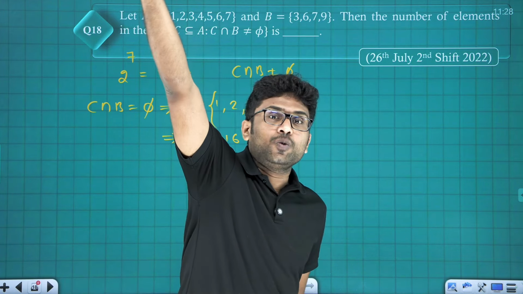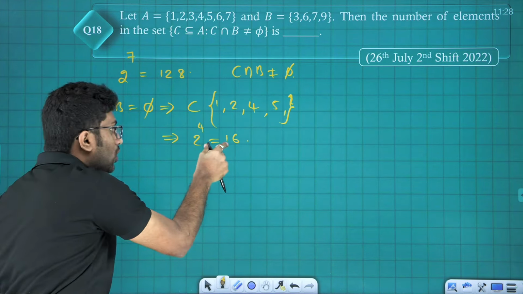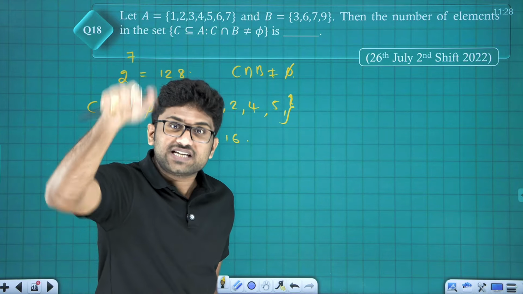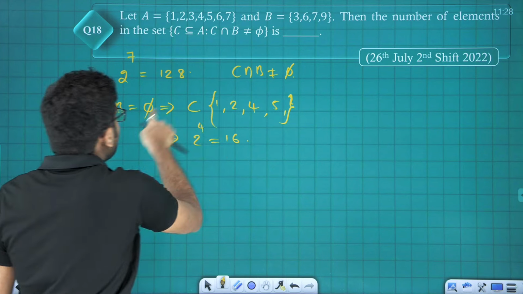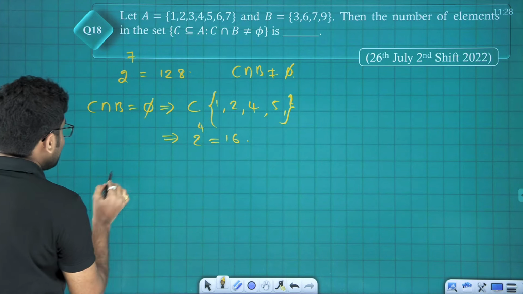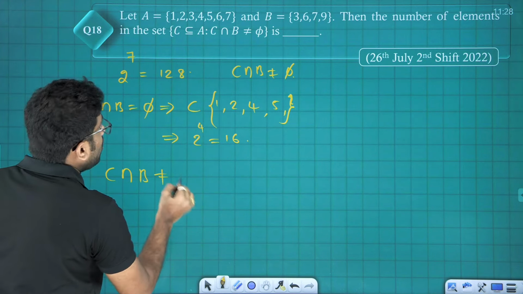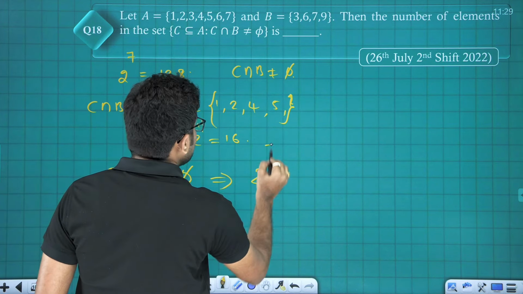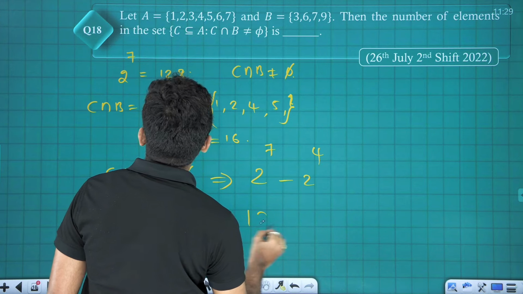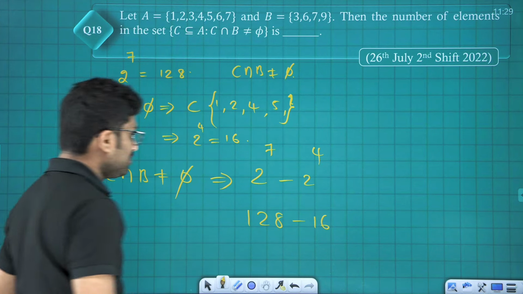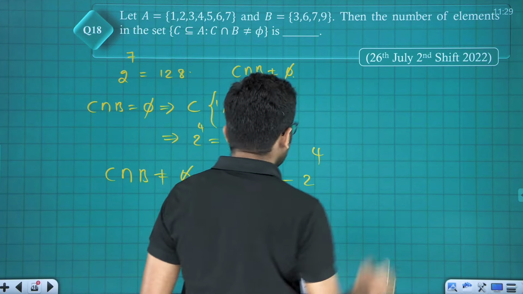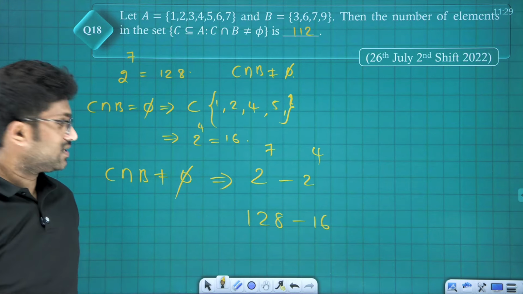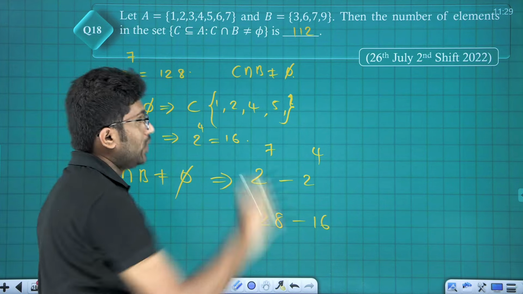So from total 2 power 7, this 2 power 4, only these subsets will be having 1, 2, 4, 5. And if these subsets are included, C intersection B is 5. Now to make C intersection B not equal to 5, the number of elements will be 2 power 7 minus 2 power 4, that is 128 minus 16, which is clearly 112. 128 minus 16 is 112, friends. Clear? The answer is 112.